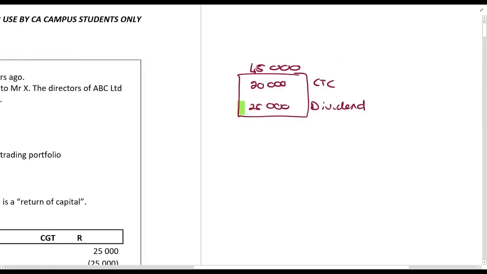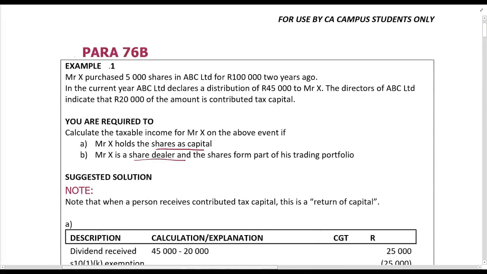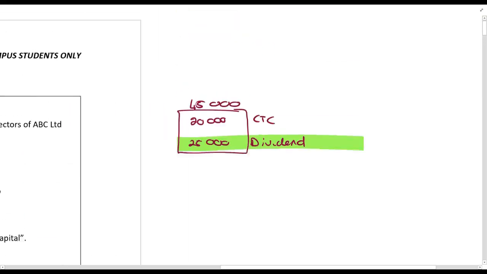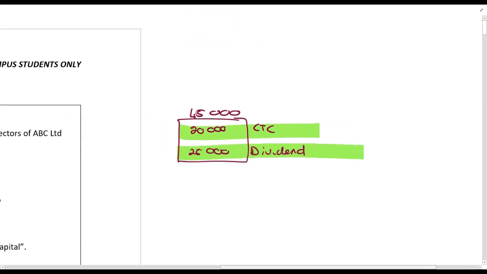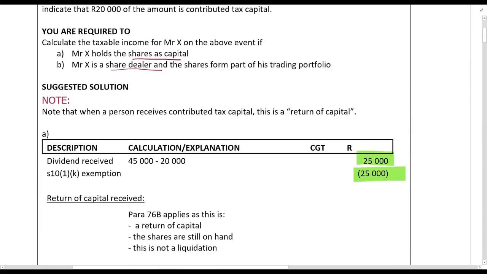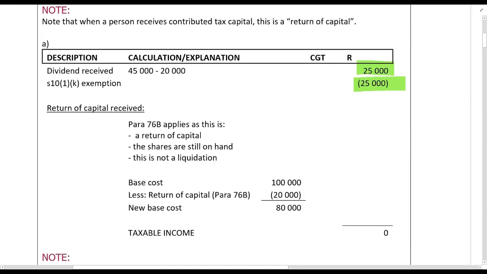So the first thing I want you to understand is the dividend is always a dividend. So, dividend received, dividend exempt. What do we then do with the contributed tax capital of 20,000 rands? Now, paragraph 76B says we need to reduce our base cost if we're holding it as investment. So, our base cost when we purchased was 100,000 rands. Less our return of capital gives us a new base cost.